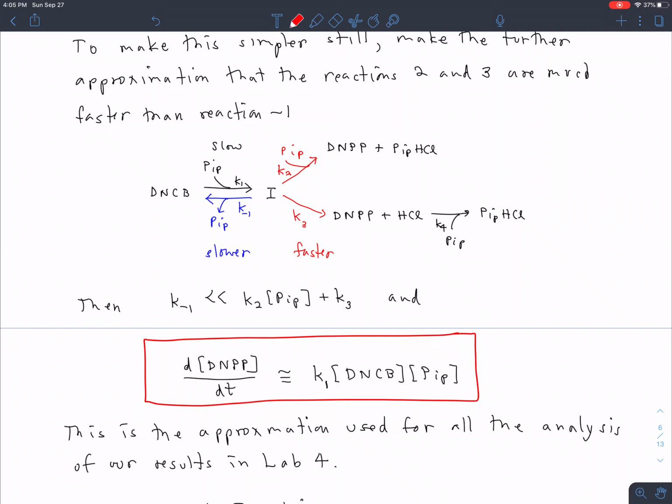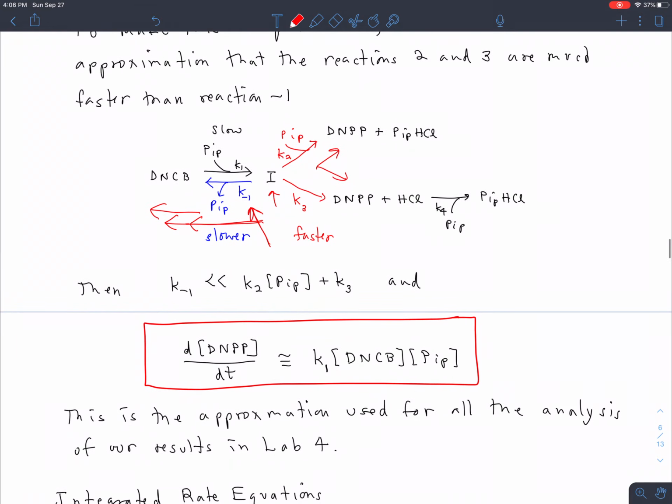K to the minus 1 is the rate constant for the backward reaction. Once you form the intermediate, you can go back to reactants, right? It's one of the steps we talked about quite a bit earlier. What if this k to the minus 1 is really small? In other words, this step were slow compared to the actual process of going on to products.